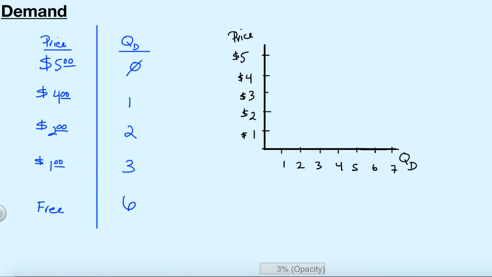The way that we're going to create it is we're going to just plot the points that we have. So at $4, I'm going to have 1 cup of coffee. At $2, I'm going to have 2 cups of coffee. At $1, I'm going to have 3 cups of coffee. And if it is free, down here at $0, I'm going to have 6 cups of coffee. So if we link those points, we'll come up with our demand curve. So this is demand. This is my demand for coffee.